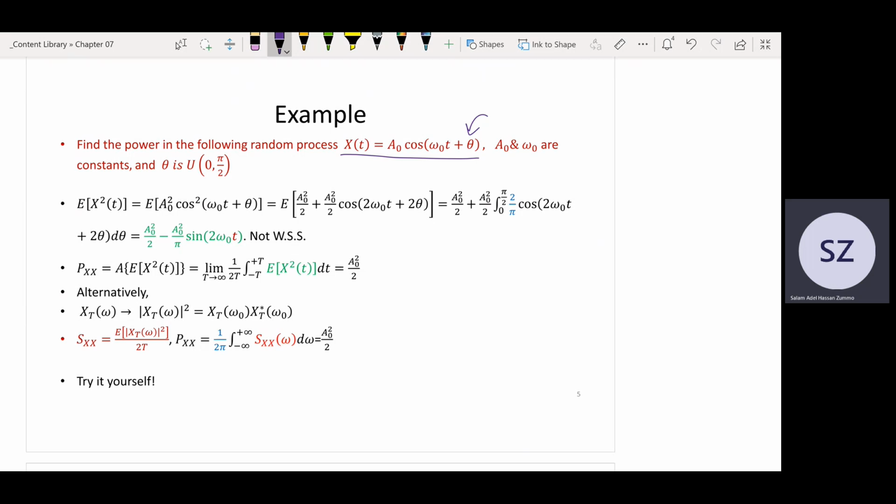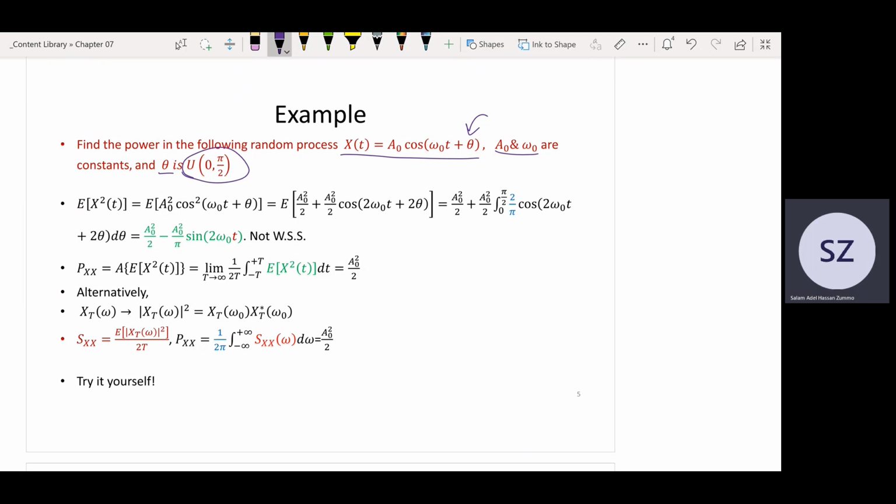However, because the phase is probably a function of a message, as in a typical FM signal, the phase itself is a function of your voice. So in this case, the phase is a random process. This makes the whole modulated signal a random process. So A0 and omega 0 are known constants. However, theta is uniform from 0 to pi over 2.